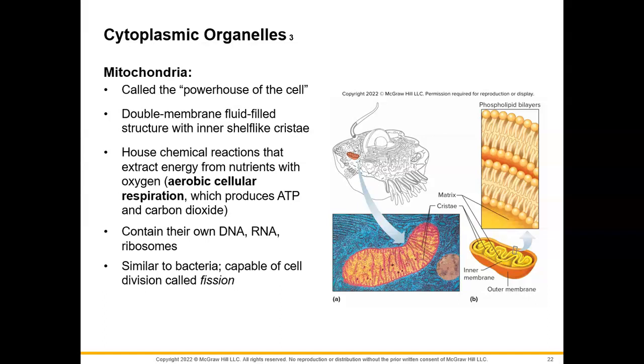Each mitochondria contains its own set of DNA, which makes its own RNA, and they even have ribosomes that are more similar to the ribosomes of bacteria than they are to the ribosomes found elsewhere within our cells. When we need more mitochondria, they just divide in the same process that bacteria divide, known as fission.